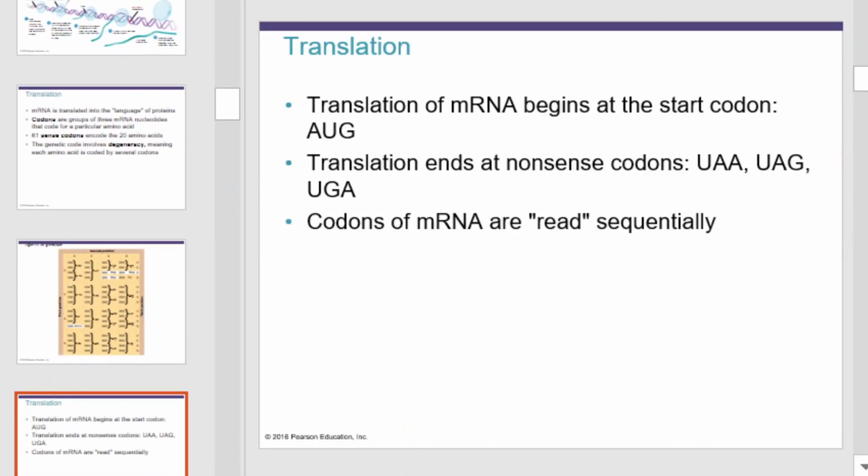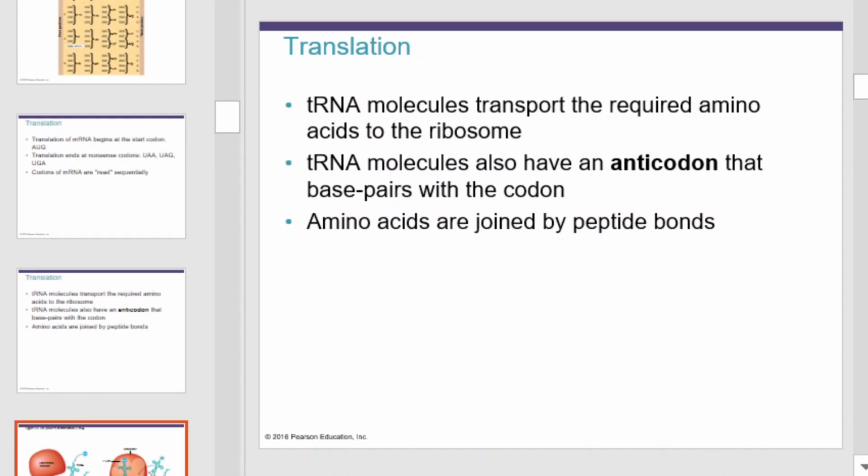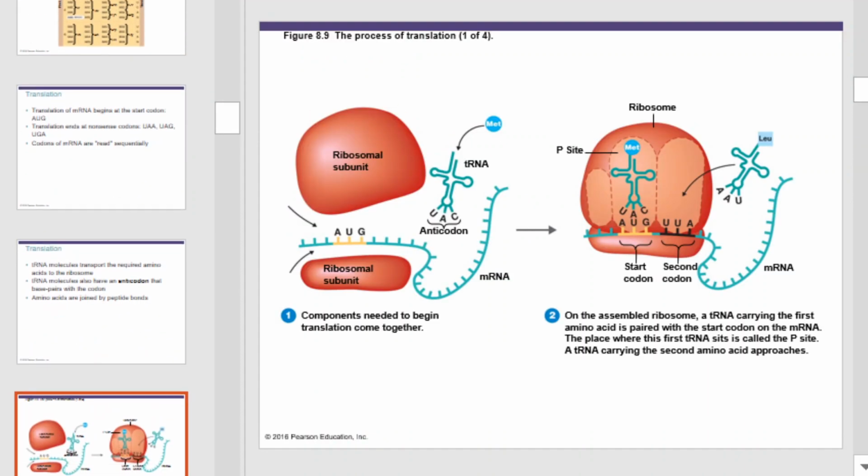Translation of mRNA begins at the start codon, AUG. Translation ends at the nonsense codons, UAA, UAG, or UGA. Codons of mRNA are read sequentially. tRNA molecules transport the required amino acids to the ribosome. tRNA molecules also have an anticodon that base pairs with the codon. Amino acids are joined by peptide bonds. This is an illustration of the process of translation as it begins at the start codon.